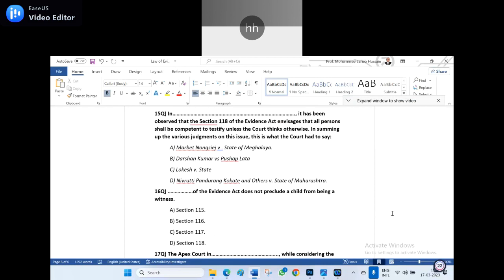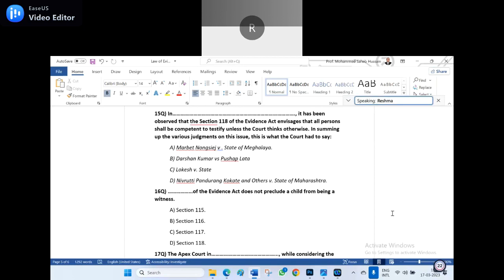D. Section 118. Section 118 is the right answer.